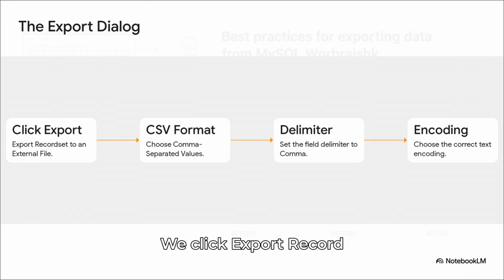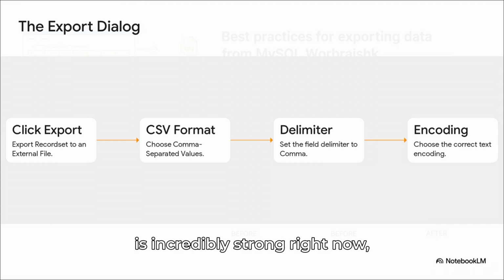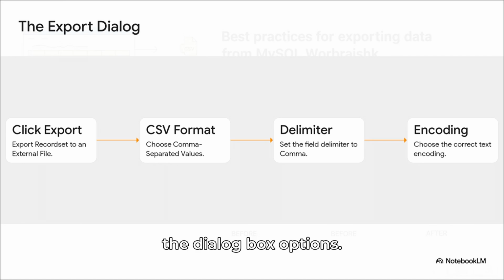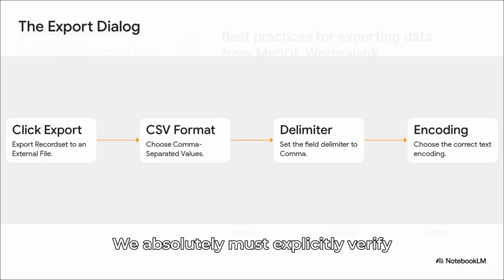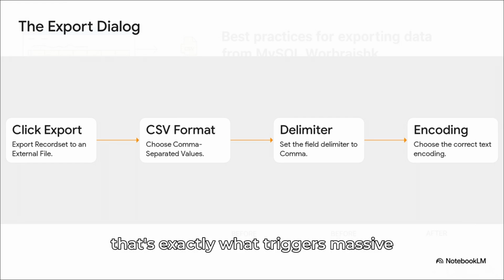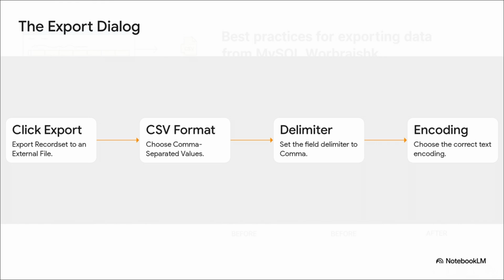We click Export Record Set to an external file. Now, I know the temptation to just immediately smash that save button is incredibly strong right now, but stop. Take a breath. We need to calmly walk through the dialog box options. We absolutely must explicitly verify our format, our field delimiter, and our encoding. Because blindly relying on the default settings here, that's exactly what triggers massive headaches for whoever is trying to open this file on the other end.